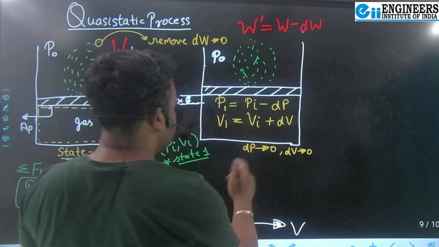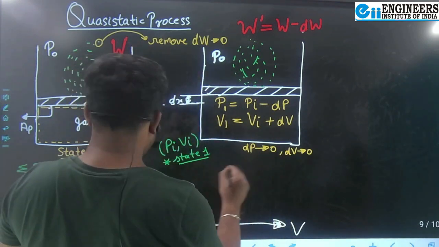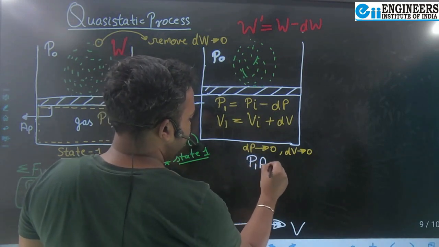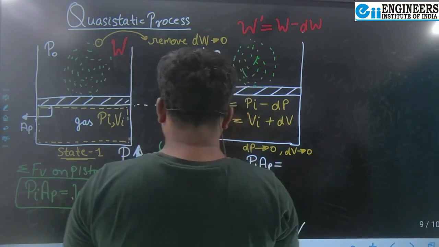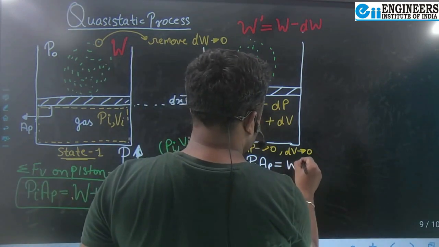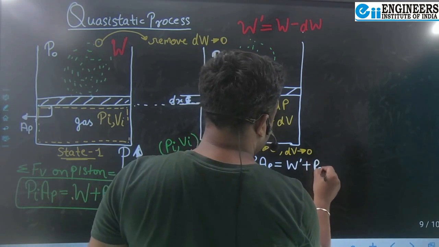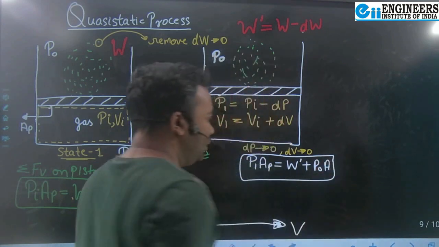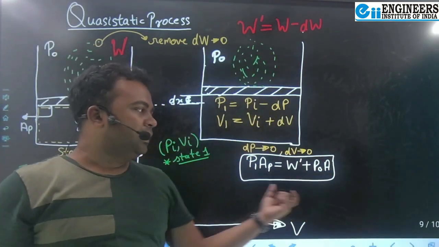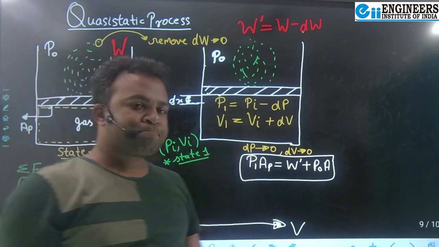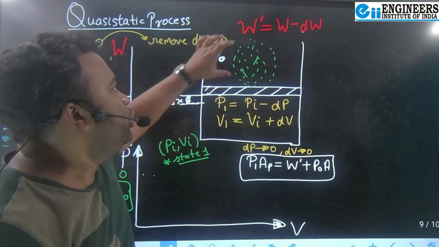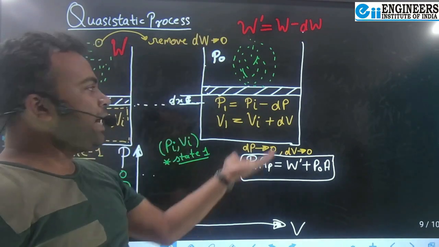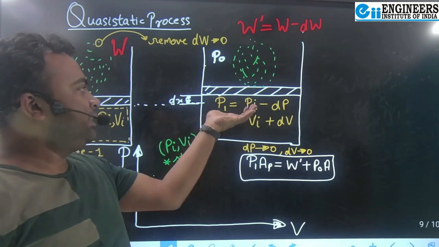So the mechanical equilibrium condition will be such that P1 into the area of the piston will be equal to W dash plus the atmospheric pressure force. Right? This will be the new equilibrium condition, because mechanical equilibrium is established. So the new weight and this atmospheric pressure force acting on the top of the piston will exactly balance the gas pressure force at this state, right?